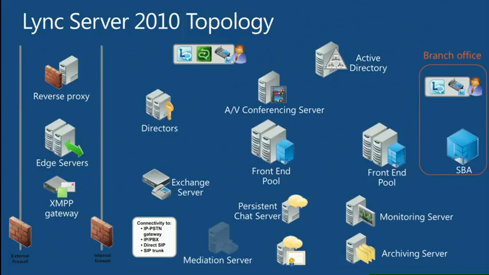You've got the SBA, which is a survivable branch appliance. And then on the network perimeter, you're going to need to have a reverse proxy. That's not a Lync server role, but you'll still need one. You've got the edge servers, and then you've got the XMPP gateway. So a lot of different server roles. It's actually a pretty complex product, as I'm sure you all know.